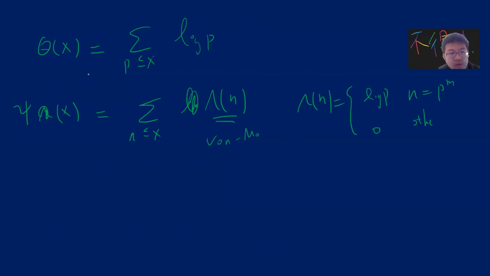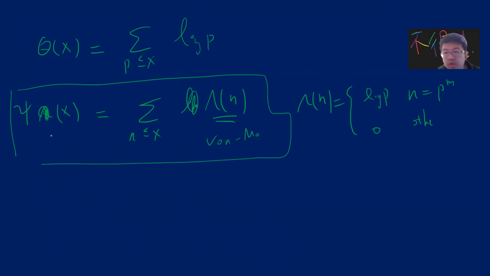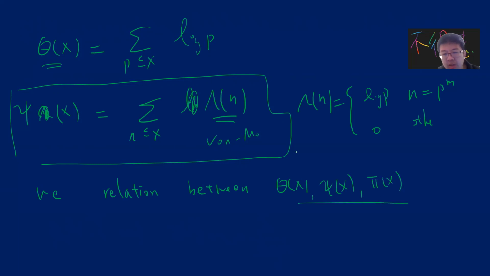The idea is that the zeta function is intimately related to this psi of x. So our goal in this video is that we want to find a relation between theta of x, psi of x, and pi of x. I want to say that if I know the distribution of psi of x, then I know the distribution of pi of x. So they are interrelated.